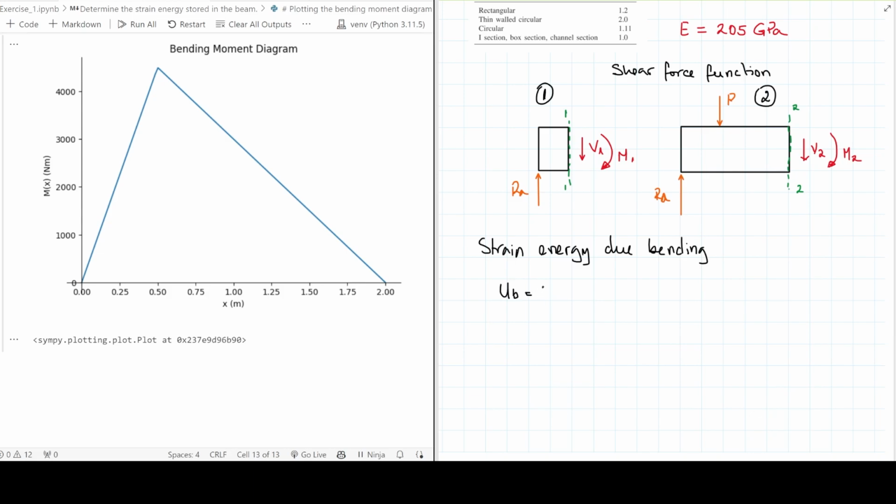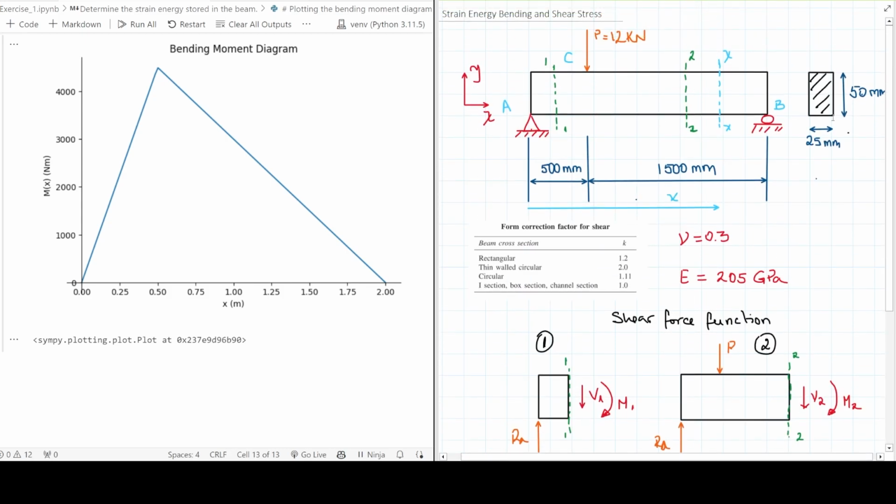Well, it's going to be 1 divided by 2EI, and there's something that is appearing here that I don't have, which is the moment of inertia of the cross section of this beam, and then the integral from 0 to L. Let's remember the class, of the moment squared dx, and that is it. So we have the moment function, we have E, but we don't have I.